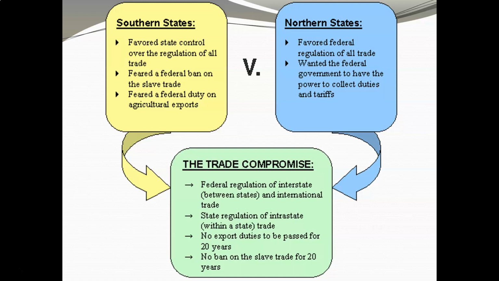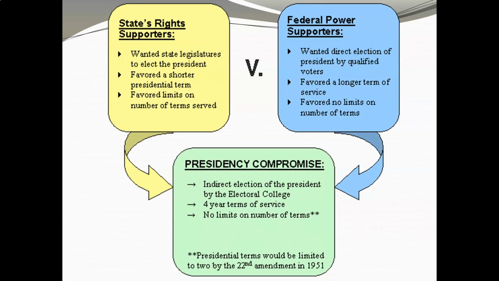And the northern states wanted the federal government to have the power to collect duties and tariffs because they knew that it would help the economy, but they also felt it would hurt the slave trade. And what you're going to see, and the most important thing here, is that there's no ban on the slave trade for 20 years in America. So that's going to put us all the way up to about 1807 before we're going to come to this issue again.